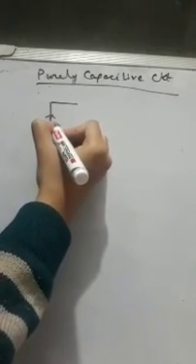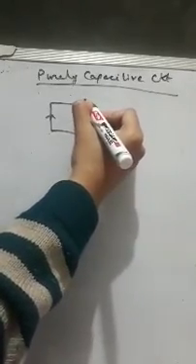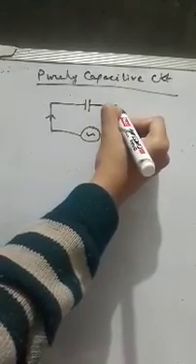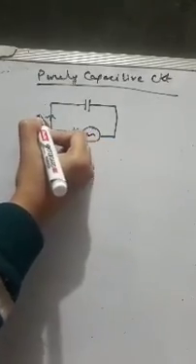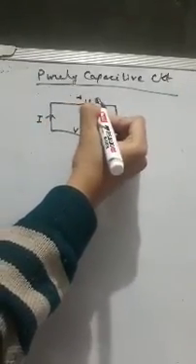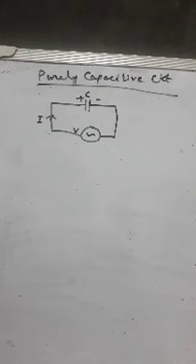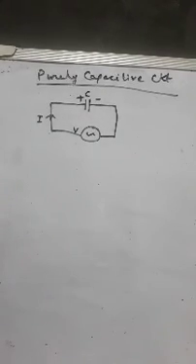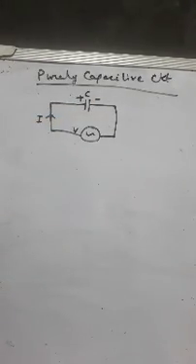So this is the direction of the current. You can see the alternating voltage that is being applied, and here is your capacitor. Students, this figure is for your purely capacitive circuit. Now you have seen the alternating voltage that is being applied, and it makes the current flow in this direction. So let us write the equation for the alternating voltage that is applied for this circuit.